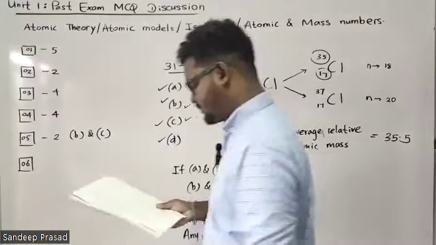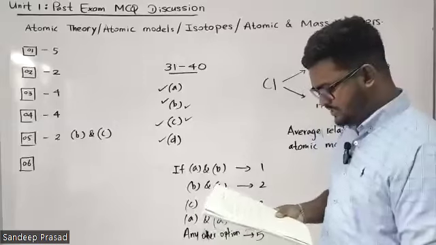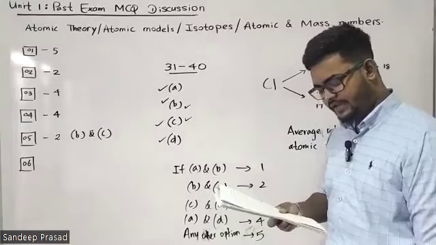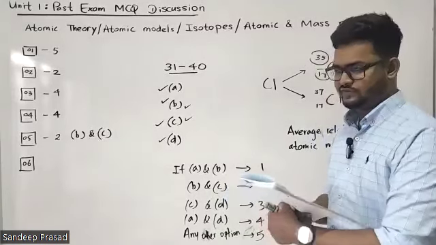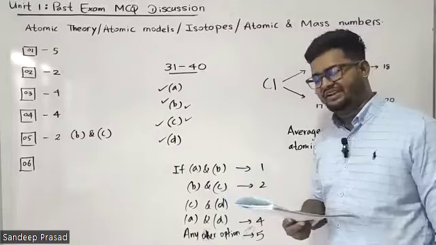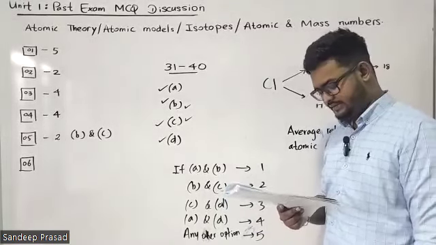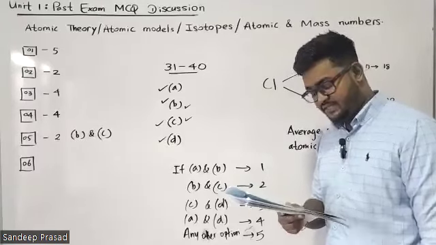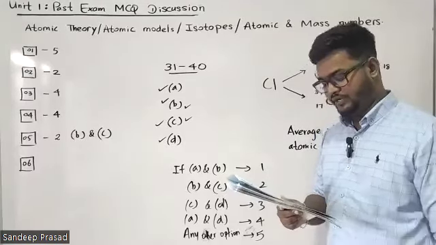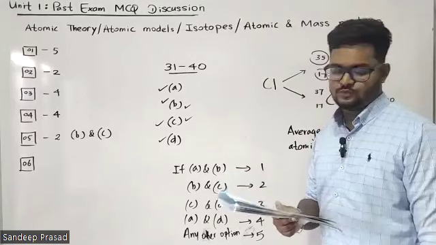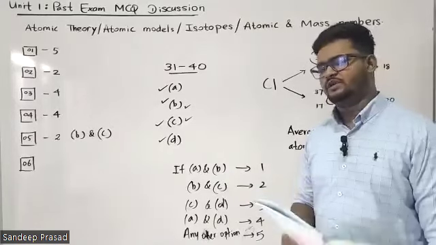The gold leaf experiment done by Rutherford using alpha particles explains that the atom consists of electrons. No, Rutherford didn't talk anything about the electrons, so we can't say that. The mass of the atom is concentrated into a point and the volume of it is very small. Is that correct? Yes, that's what we learned.